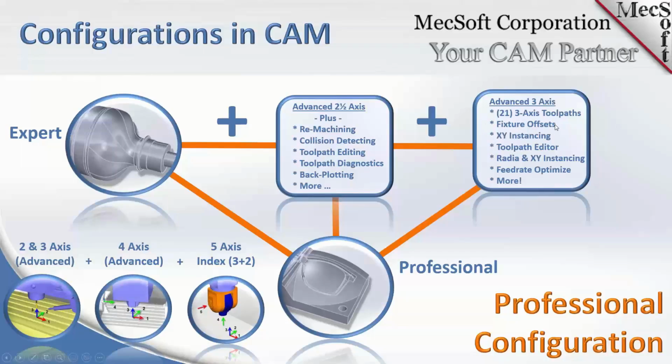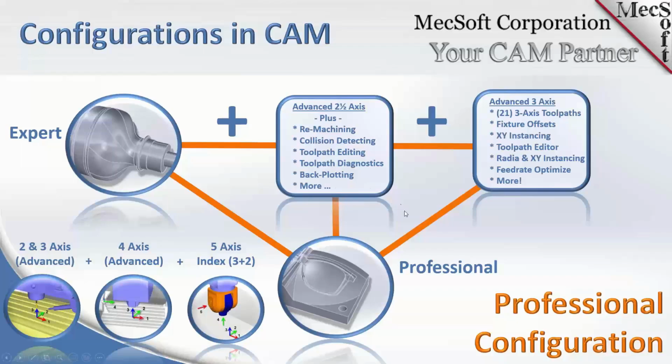But you also get all of our 3-axis utilities. You get fixture offset programming, XY instancing. You have the full toolpath editor, all of the capabilities in our toolpath editor. You also, this should be rotary, by the way, not radii. You also get rotary and XY instancing, feed rate optimization. So there's a lot of stuff that you get in the Professional configuration. Basically everything except for 5-axis is in the Pro.